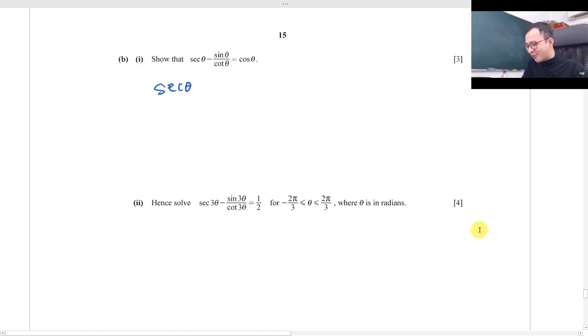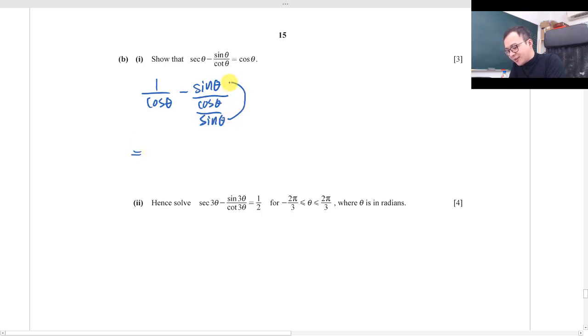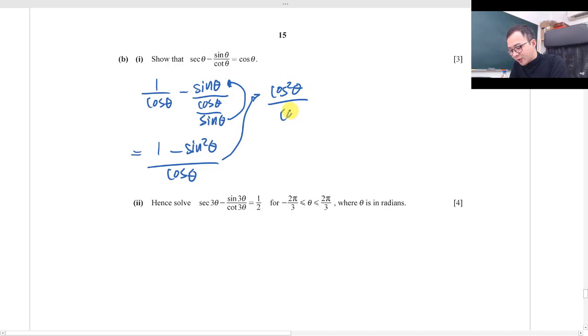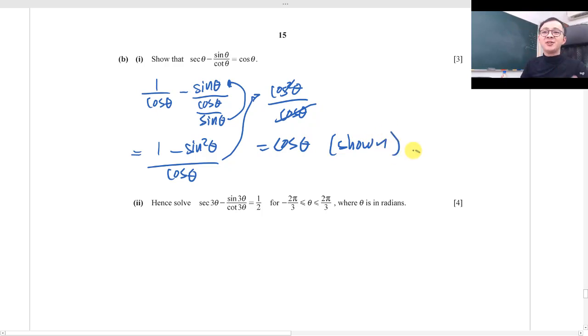Alright, so let's go to the second part here. Let me straight away do it. Second is basically 1 over cos theta. Sine is this one. Cotangent is cos theta over sine theta. So you can see this sine theta will multiply the top, right? So 1 minus sine square theta over cos theta. So 1 minus sine square equals cos square theta over cos theta. Then I simplify, I get cos theta. Alright, this is a very easy question. As long as you know how to do a simple fraction, you should be fine.